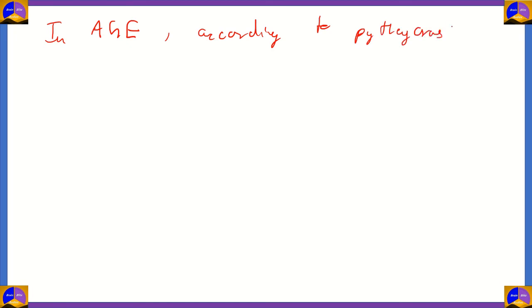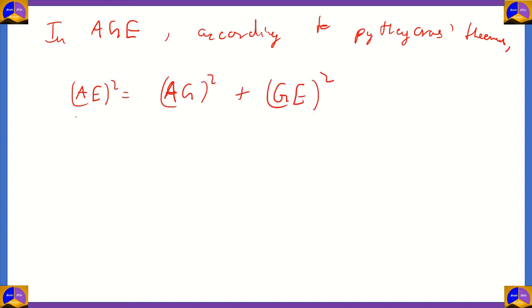So we are going to use the Pythagoras Theorem. According to the Pythagoras Theorem, AE squared will be equal to AG squared plus GE squared. So AG squared will be 5 squared, and GE squared will be 12 squared. So 5 squared is 25, 12 squared is 144.